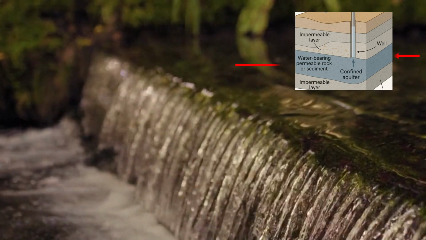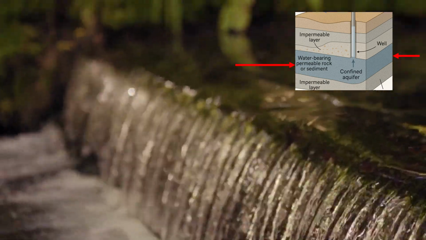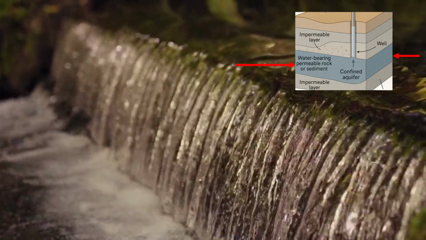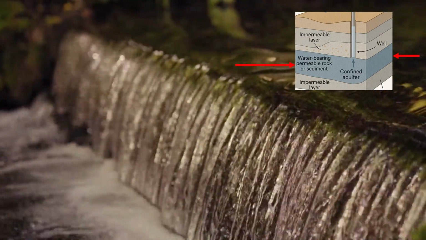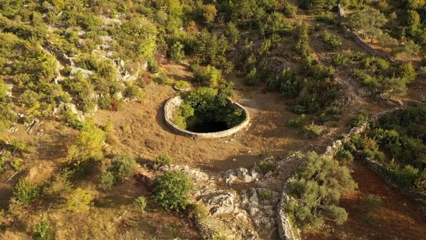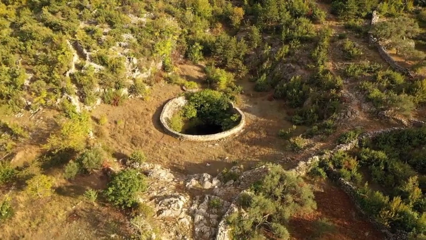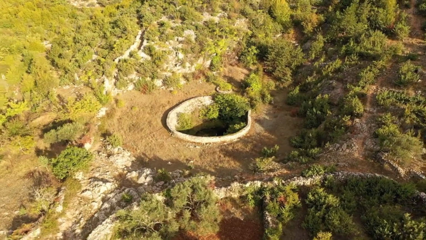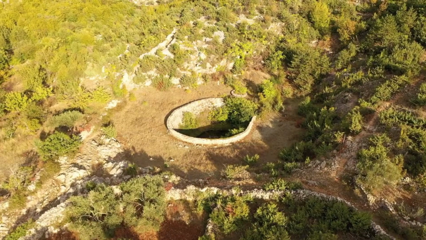Water enters the aquifer through a recharge area where the permeable layer is exposed at the surface. Rainfall and surface water seep down, replenishing the aquifer over time. When a well is drilled into a confined aquifer, the pressure built up between the impermeable layers can cause water to rise in the well, sometimes even reaching the surface without pumping. This is known as an artesian well.